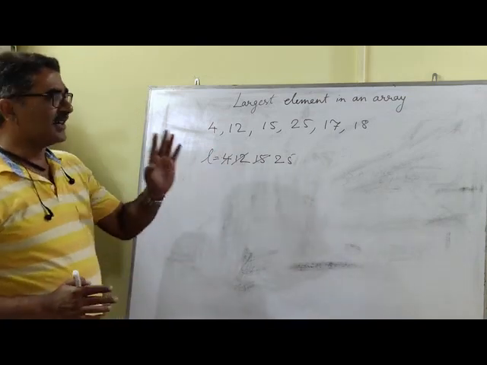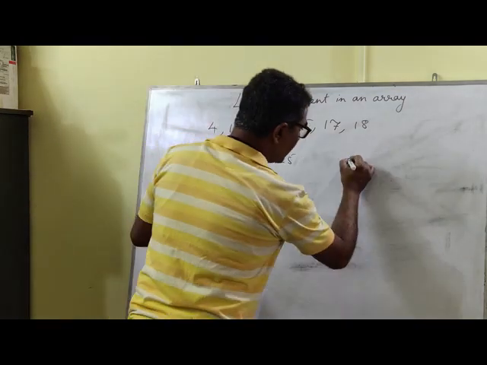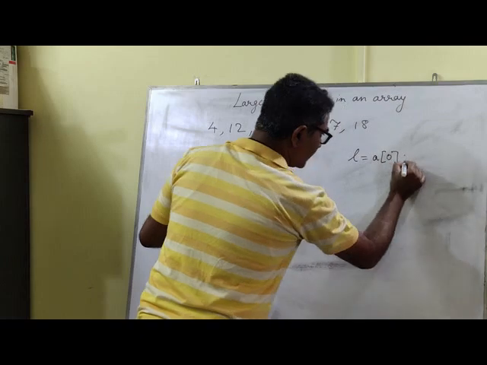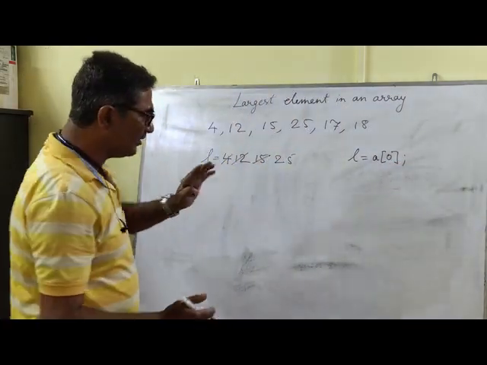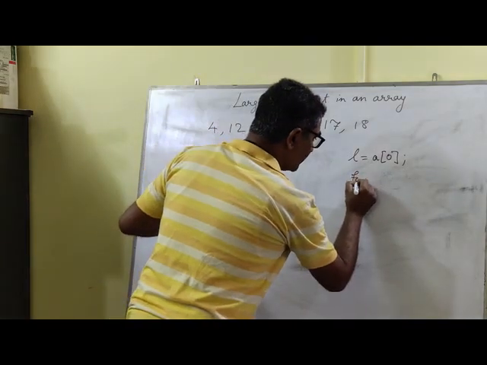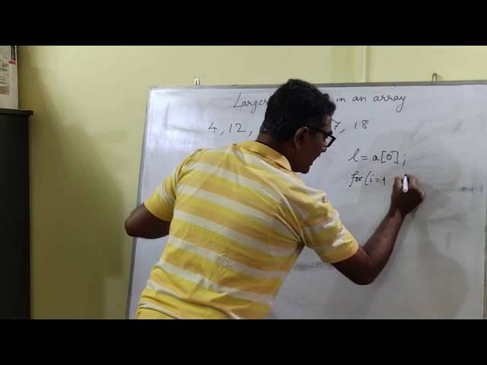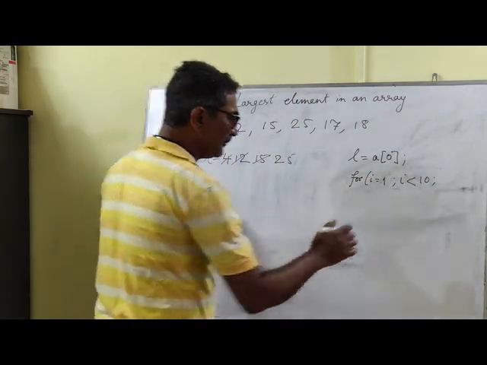So how do we find the largest in an array? I'm going to show you the logic behind it. So what we do is, we take L as A of 0. Why A of 0? Because A of 0 is the first number in the array. So we take that. Then what we do? We start with a for loop where it ranges from 1 and this will go till less than 10. I'm assuming there are 10 numbers in an array.